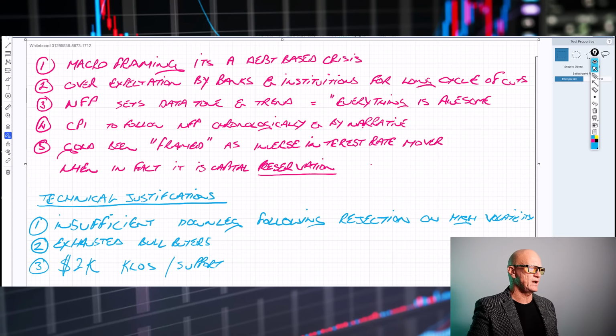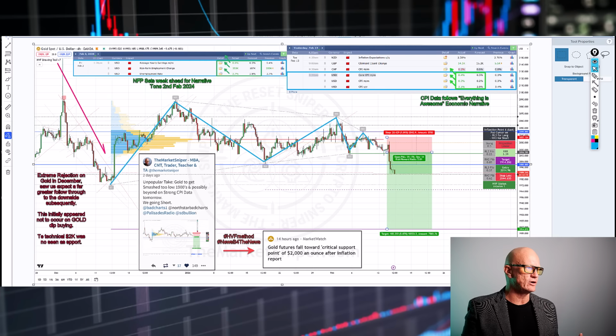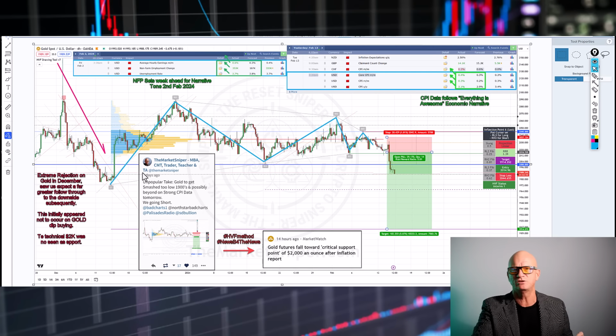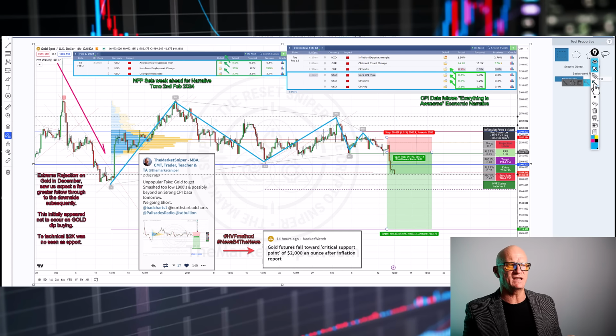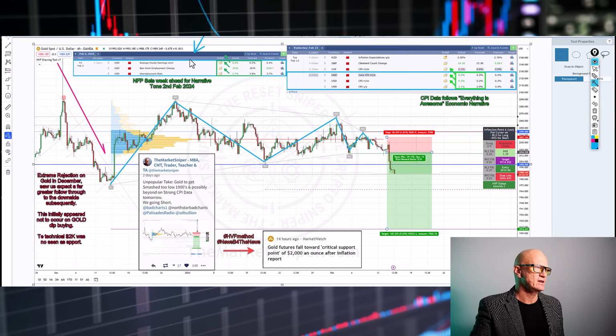We got these amazing numbers on non-farm payroll. So I'm going to flick between these two charts now. Amazing numbers. These are two sets of day-to-days. This is quite a busy chart, by the way. February the 2nd goes from there to there, right? And that was non-farm payrolls.